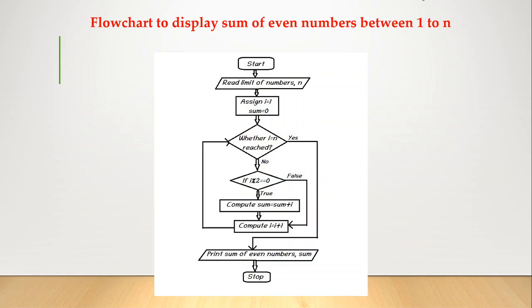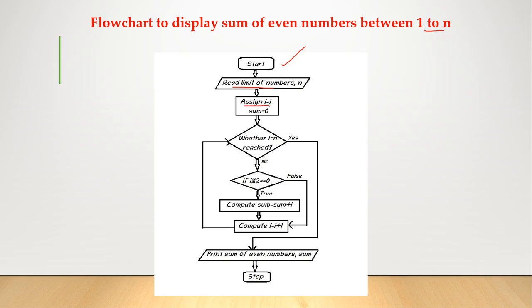Next is the flowchart to display the sum of even numbers between 1 to n, where n is any number. Suppose n is equal to 10. This is the generalized flowchart in which we display the sum of even numbers between 1 to n. Suppose n is equal to 10, so we have to display the sum of all even numbers between 1 to 10. Firstly we start the program, then read the limit of numbers, that is n.